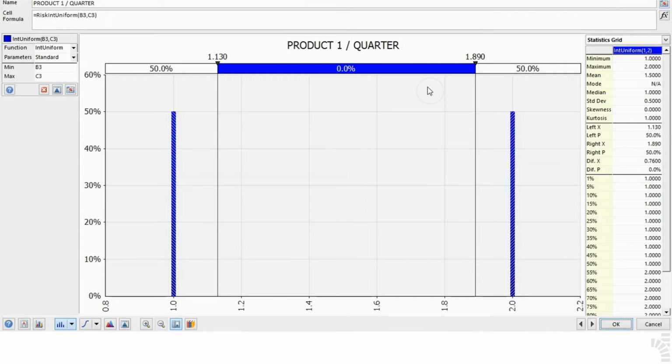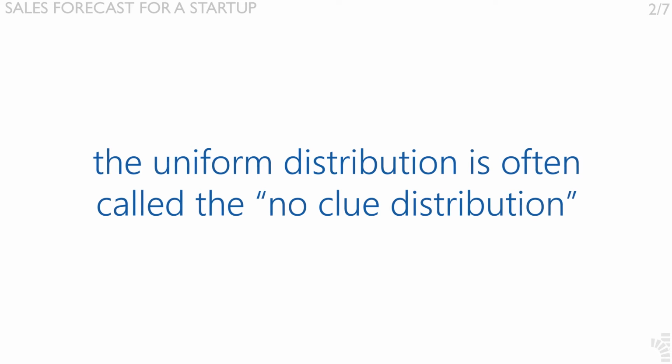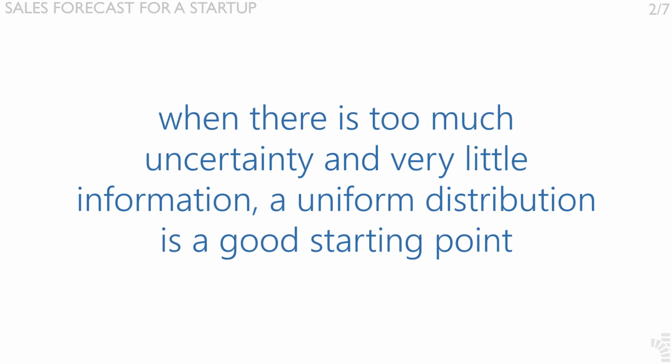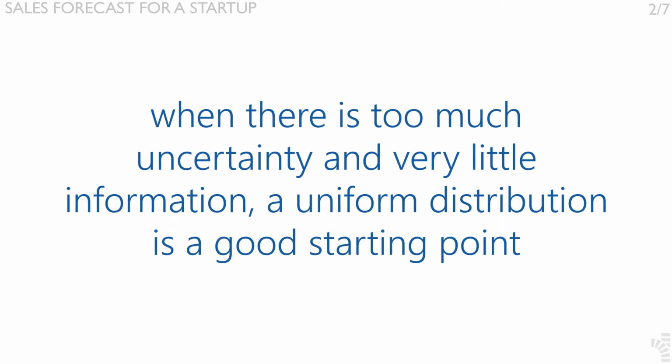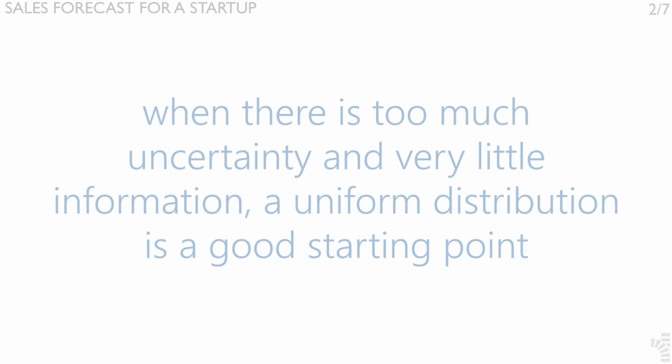In this case, only two integer outcomes are possible: the 1 and the 2. The uniform distribution and its variants, such as the IntUniform and the DUniform, is often called the no-clue distribution. When there is too much uncertainty and very little information about the central outcomes of any given phenomenon, a uniform distribution is a good starting point to define uncertainty.